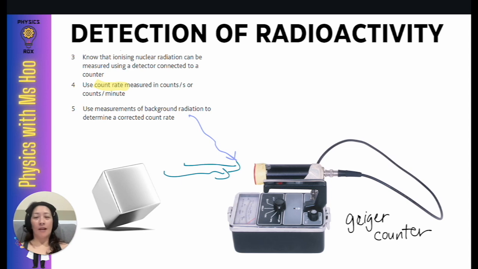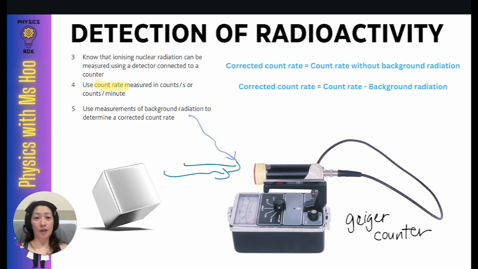You cannot eliminate background radiation altogether when we're using the Geiger counter. You can't say, hey, background radiation, go away, I only want to measure the level of radioactivity of the radioactive material. That doesn't work, right? So in order to get the value of the count rate only from the radioactive material, we need to know the value of the background radiation and deduct that from the overall reading. So the term corrected count rate here means the count rate without background radiation. And to get that value, you just take the count rate minus the background radiation. So that's how you get the corrected count rate.